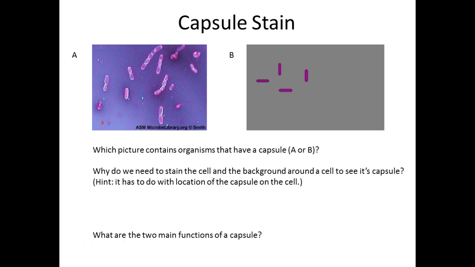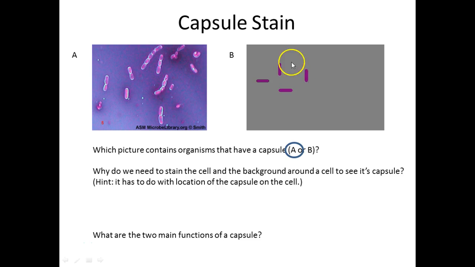The other stain we did last week is a capsule stain. And so which picture actually has a capsule? A or B? A. And what indicates that for you? The halo, right? So the unstained capsule, which is going to be outside the cell. This is outside the cell membrane, outside the cell wall. This would be the outermost covering if the cell has it.